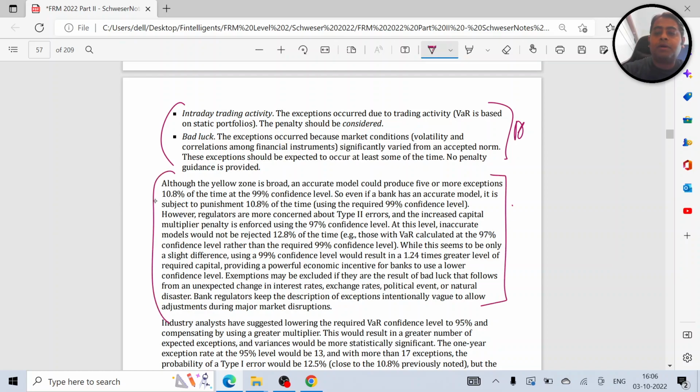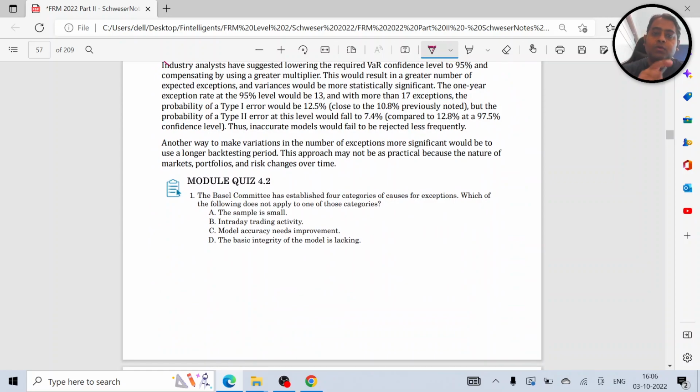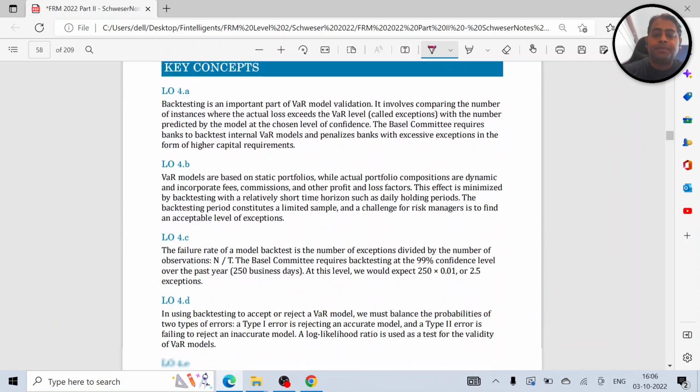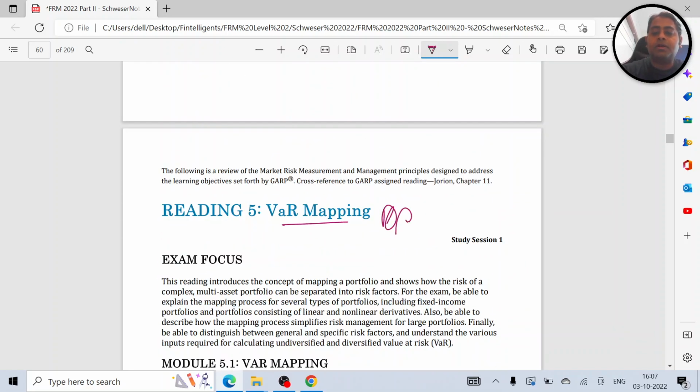Yellow zone part, mark it as star. Understanding is very, very important. This entire basal part over here is very, very important. Don't skip it.